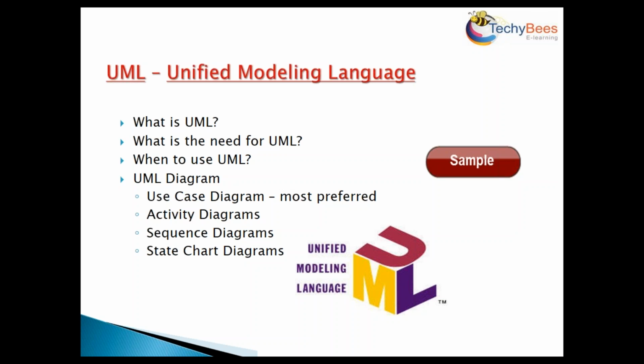How many types of activity diagrams exist? It is not just one type. There are multiple types of activity diagrams. Where should you use them? What is a sequence diagram? How many types of sequence diagram exist? Where should you use an activation block? State chart diagrams: there are two types. One is a state transition diagram and another is a state machine diagram.